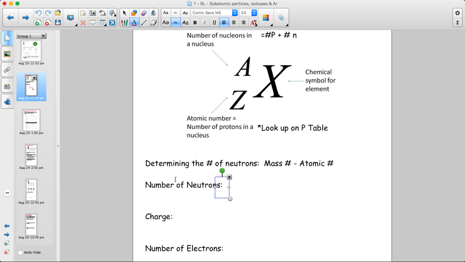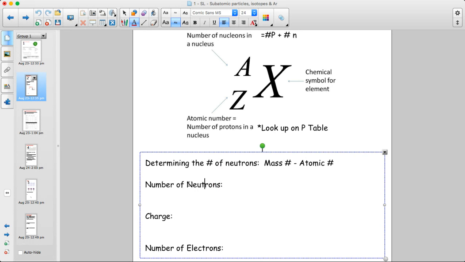I don't know why I have this written twice. Determining the number of neutrons is mass number. I'll subtract this thing out. We don't need that.